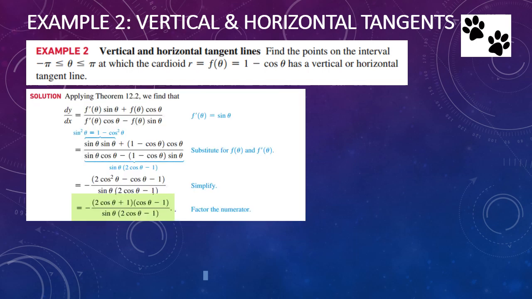So applying the theorem from 12.2, remember the derivative is f prime theta sine theta plus f of theta cosine theta, over f prime theta cosine theta minus f of theta sine theta. We have f of theta here given to us in the problem. It's easy to take the derivative. The derivative of cosine is negative sine, and so we get 0 minus negative sine, which is positive sine. So now we can plug in the f of theta value and the f prime value, which is what we've done here. So we have sine theta plus 1 minus cosine theta times sine theta cosine theta minus 1 minus cosine theta sine theta.